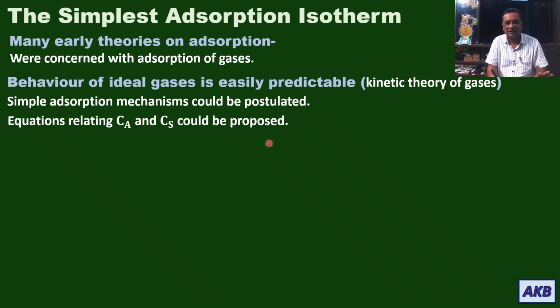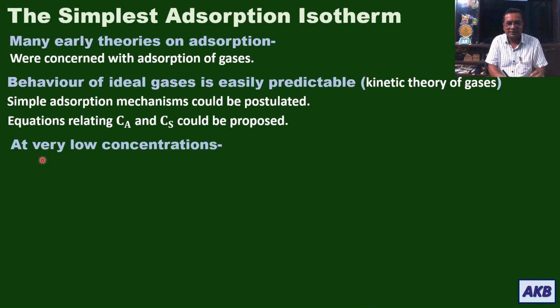So this is possible for ideal gases, or you can say this is possible for gases. You can assume them to behave ideally, and if they are behaving ideally, you can use the kinetic theory of gases. So simple adsorption mechanisms could be postulated. Equations relating Ca and Cs, concentration in the fluid phase and concentration on the adsorbent surface, the relation between these two concentrations can be easily predicted.